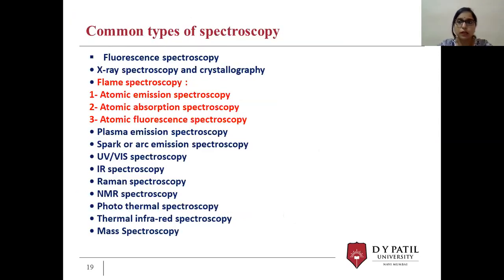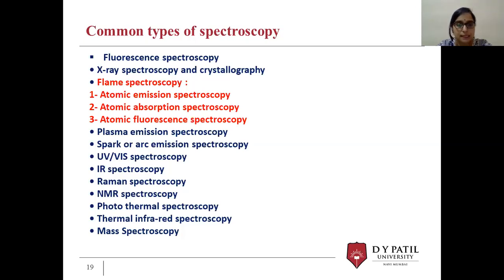Now, just to give a short picture, what are the common types of useful spectroscopic techniques? The first one, and a very important one, is fluorescence spectroscopy. We will study this in detail in our next lecture. The fluorescence phenomenon is used in medical fields and applications. But here, we just need to understand that it is an emission phenomenon, and a fluorophore is required to emit the fluorescence.